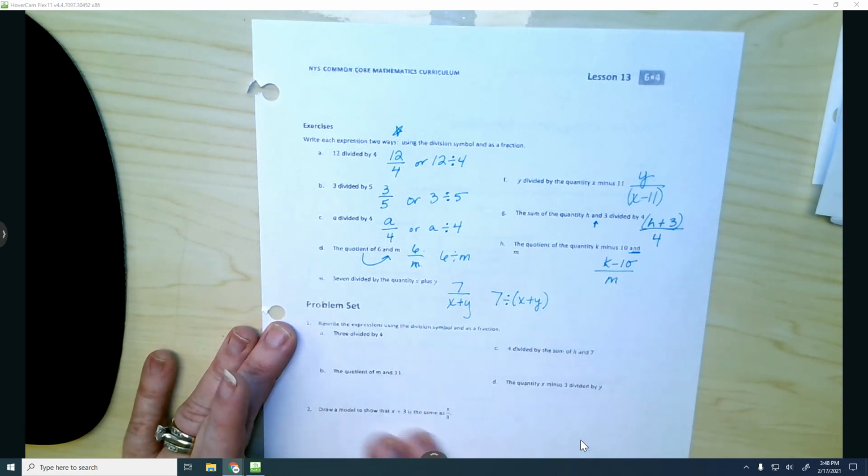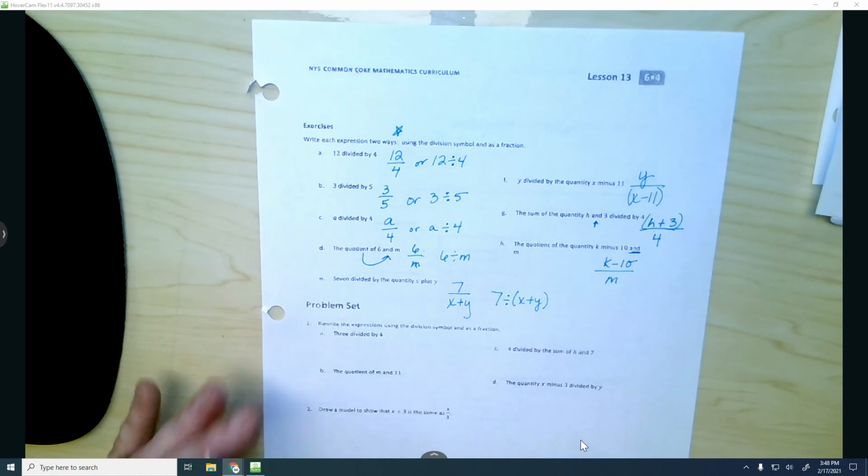Again, we will probably practice some in class, but just make sure that you took some good notes on the ones that we did do together.